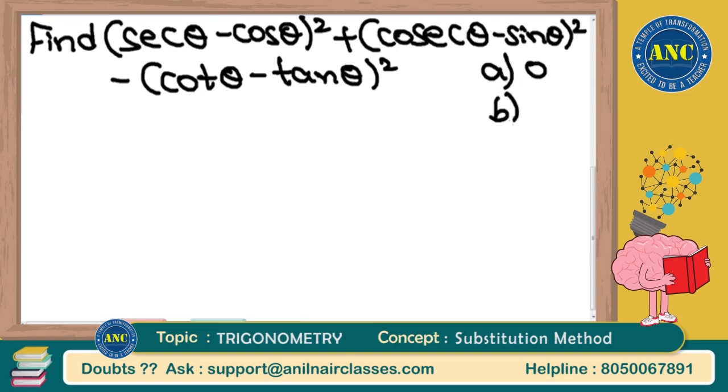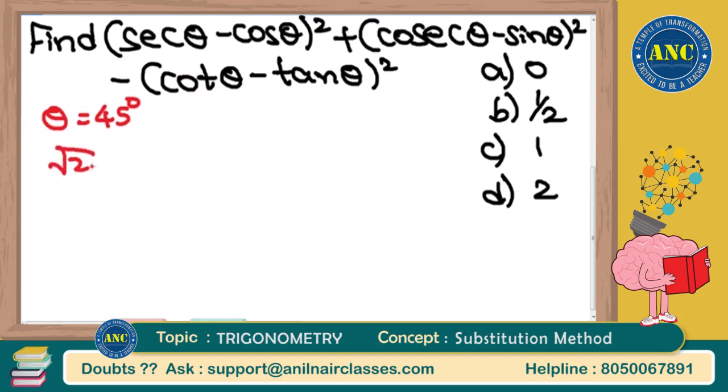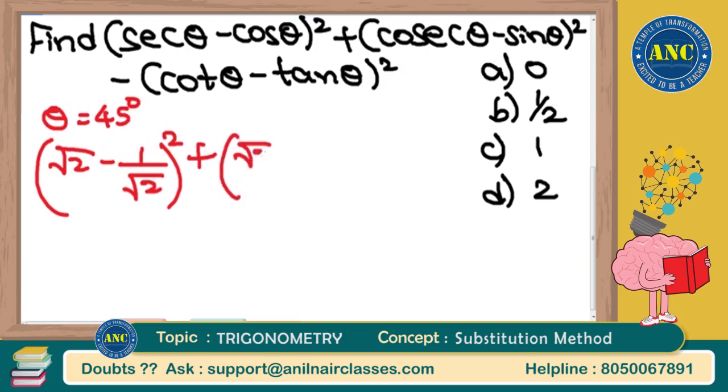Again, the answer options are not in terms of trigonometric functions or angles. It is in numerical value. Tell me first what should be the answer. It is secant and cosecant, so 45 degrees, the standard angle. Secant 45 is root 2. Cos 45 is 1 by root 2 whole square. Similarly, here cosecant 45 is root 2. Sin 45 is 1 by root 2 whole square. Tan 45 is 1, cot 45 is 1. 1 minus 1 is 0. The term itself is cancelled.